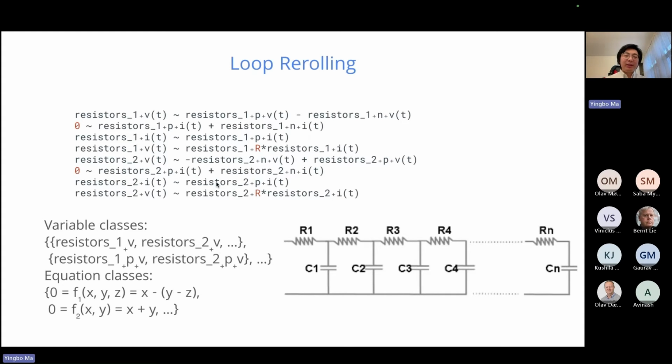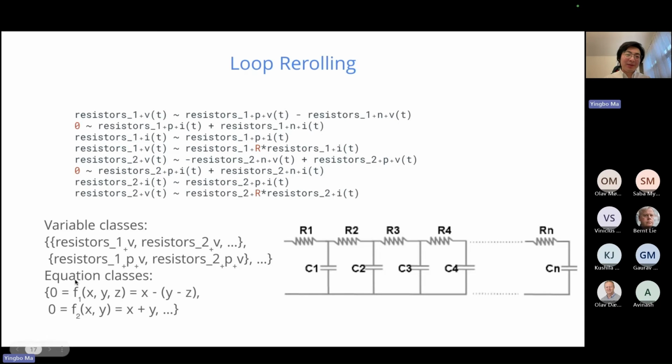To capture this repeated information, we use a data structure called the variable classes and equation classes. So in here, we are saying that resistor 1V and resistor 2V are variables with different names, but they have the same purpose, right? And that this is also the case with resistor 1PV and resistor 2PV. And in here, we also have equation classes where we canonicalize all equations into equal to 0, right?